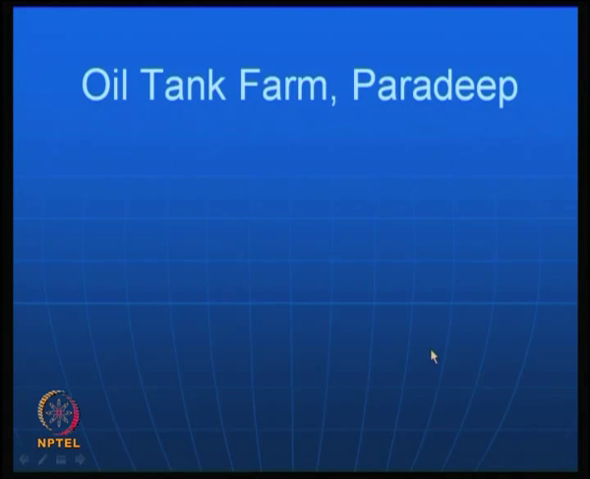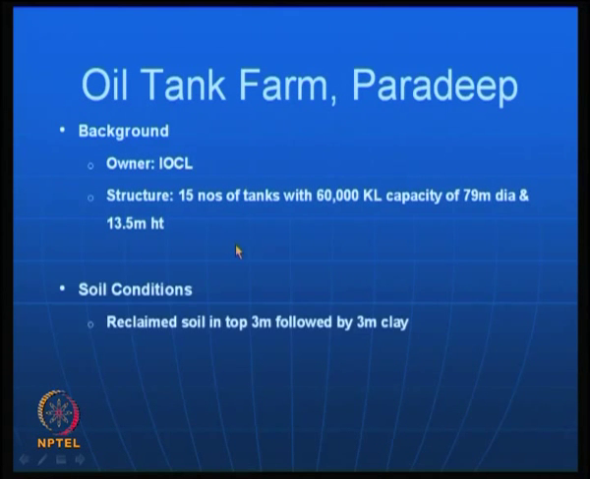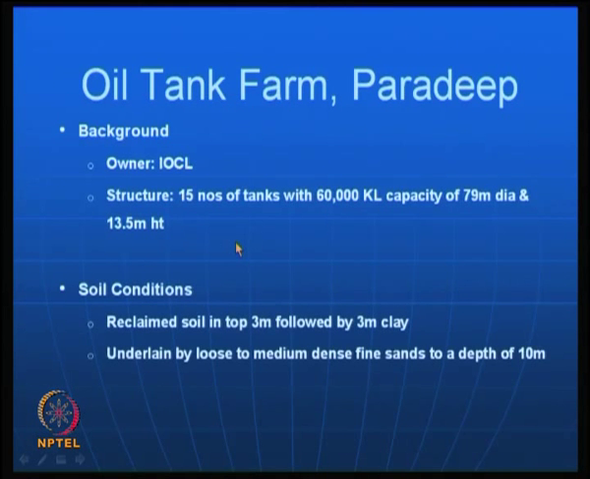And the oil tank farm in Paradip, the boundary is IOCL. It has 15 tanks with 60,000 kiloliter capacity. You can see the height and all that. The soil conditions are that it is a reclaimed soil followed by 3 meters of clay, and loose to medium dense fine sands up to a depth of 10 meters, and then you have a dense soil layer at 10 meters below the ground level.